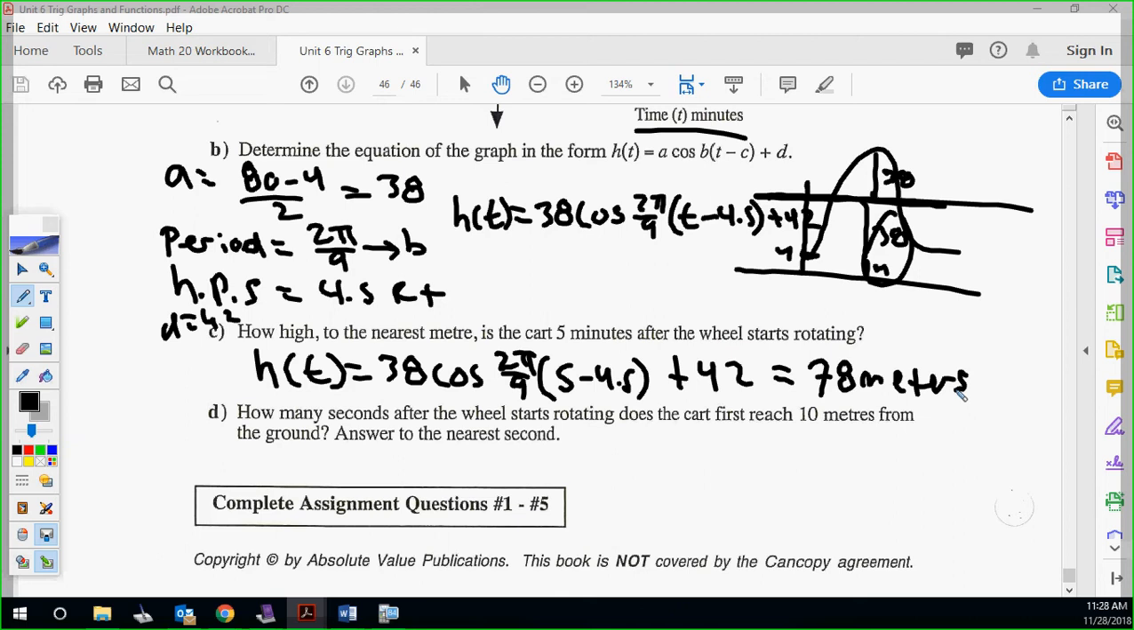Okay? All right, how many seconds after the wheel starts rotating does the cart first reach 10 meters from the ground? Okay, so we're trying to find when it's 10. Oh, so that's where you can do the intersect. So you're going to put 10 for your y2. Yes, 10 here and solve. Okay, so there's 2 ways you can do it. You can solve for 10, or you can put y1, the equation we have, y2, you put 10 and do the intersect feature in your calculator.